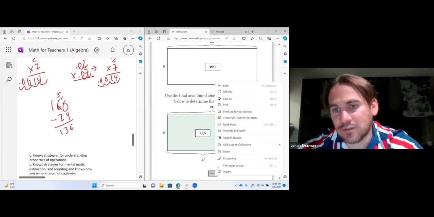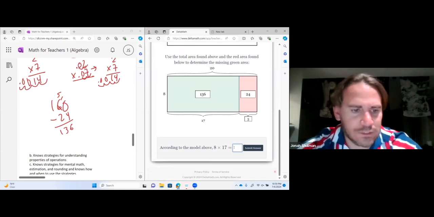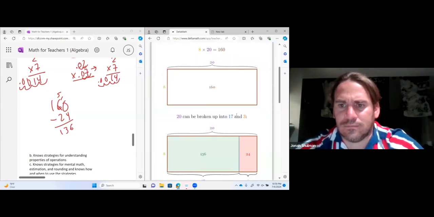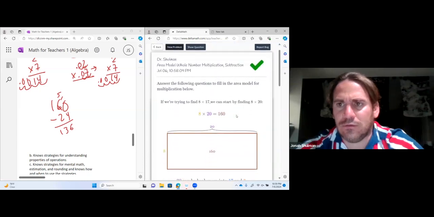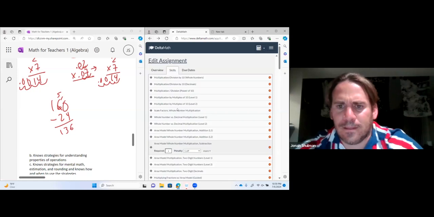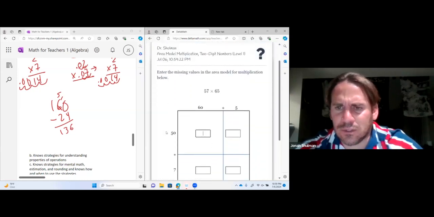I like the area ways. I think they're really nice for students. 136. Ta-da, we got it right. All right. So now we got some two-digit numbers.